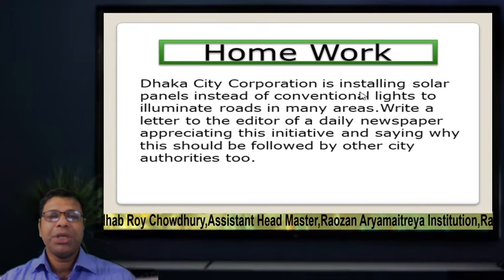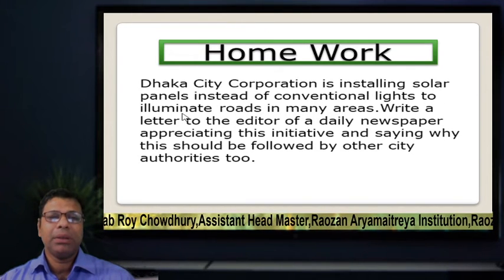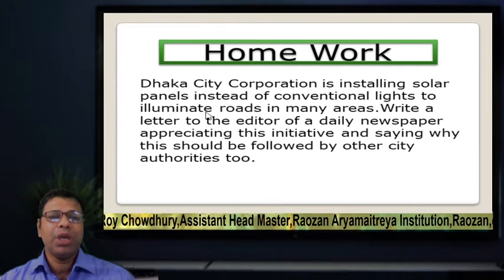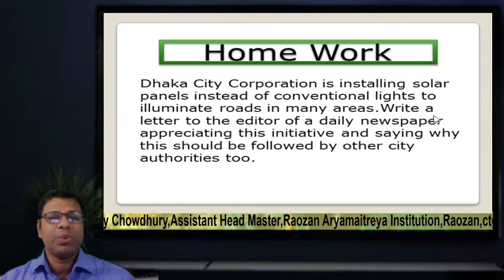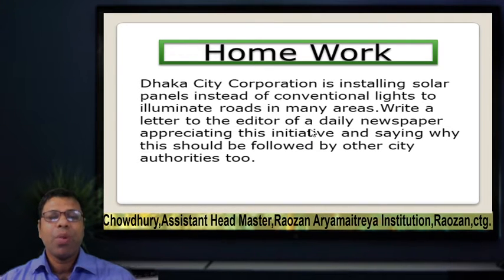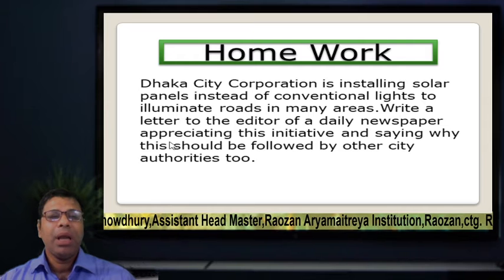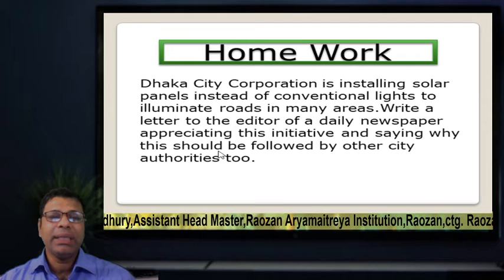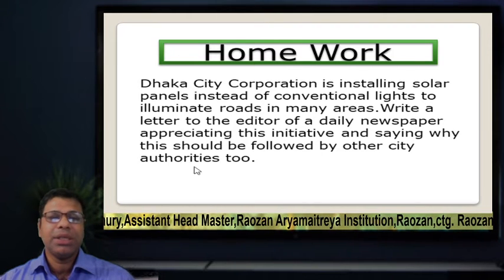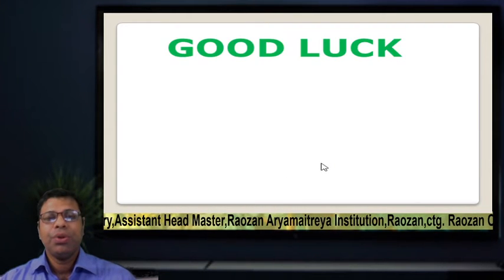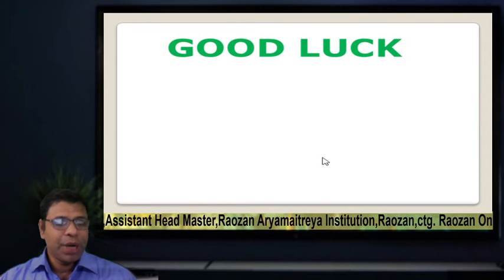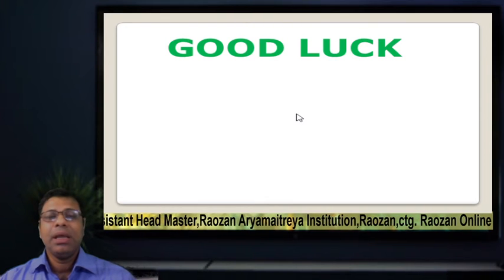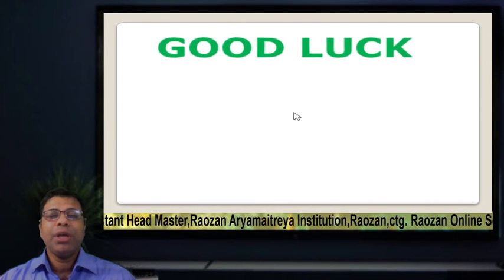Dhaka City Corporation is installing solar panels instead of conventional lights to illuminate roads in many areas. Write a letter to the editor of a daily newspaper appreciating this initiative and saying why this should be followed by other city authorities too. Okay, dear students, I think you have understood the lesson, and that's all for today. Good luck.